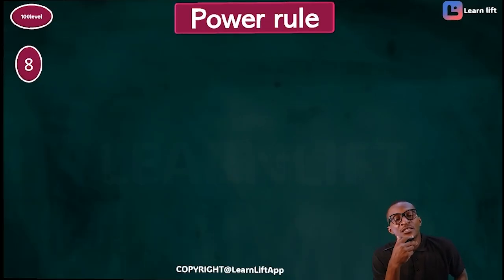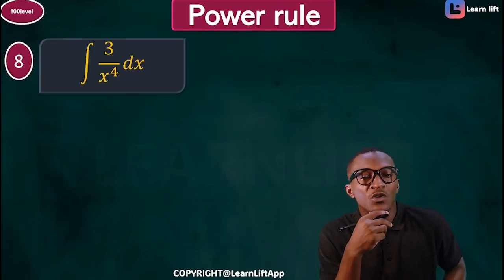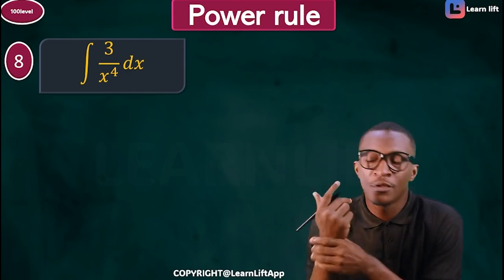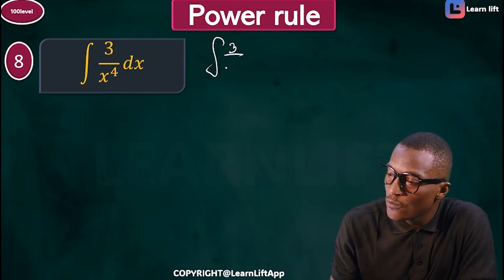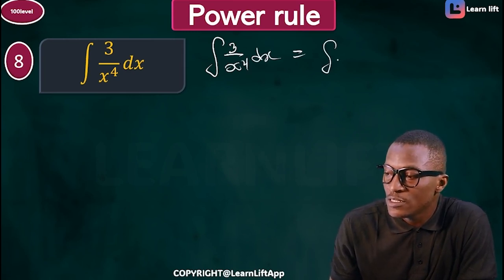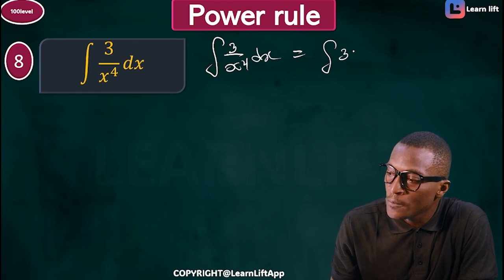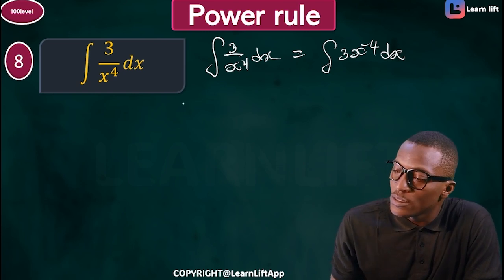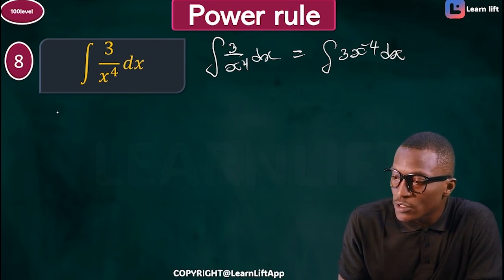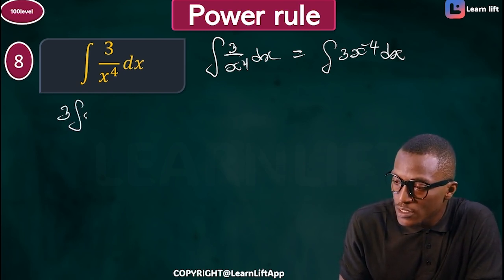Now, let's practically take question 8. Question 8 says we have integral of 3 all over x raised to power 4 dx. Now, this is the same thing as saying integral of 3 x raised to power minus 4 dx. Law of indices. So, how do I solve this now? Bring out your constant, that becomes 3 integral x raised to power minus 4 dx.